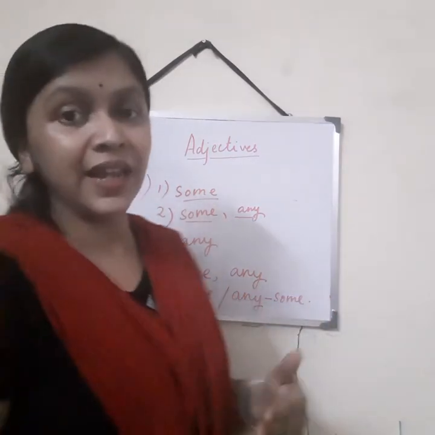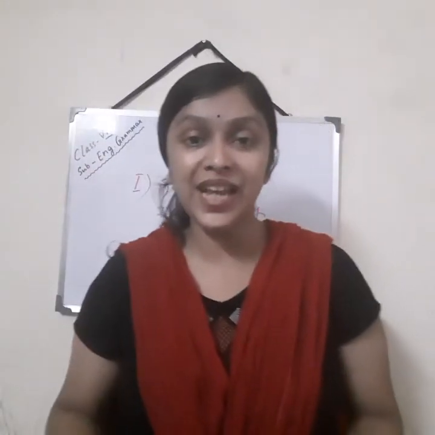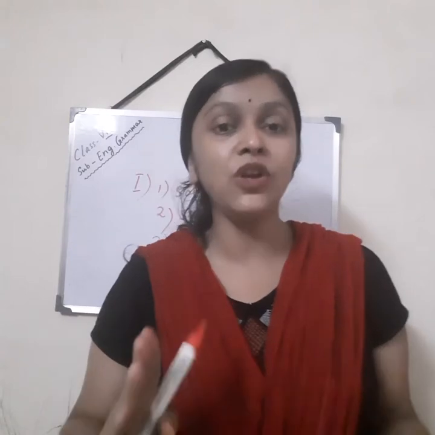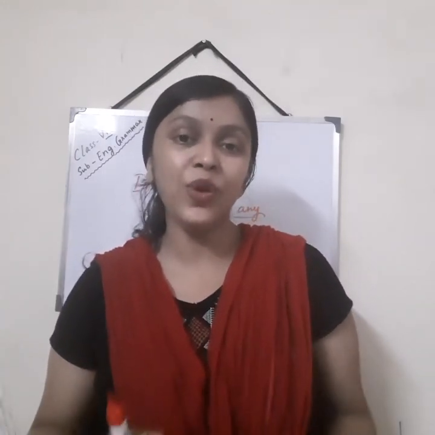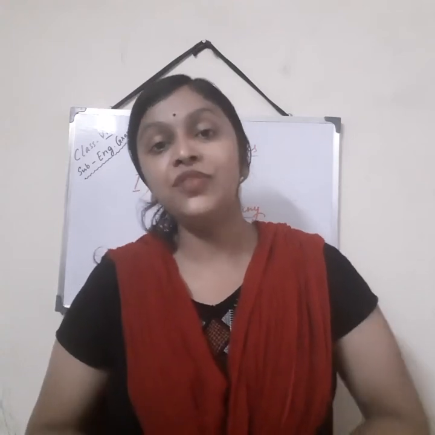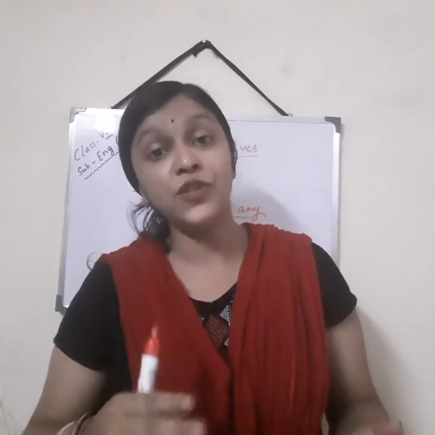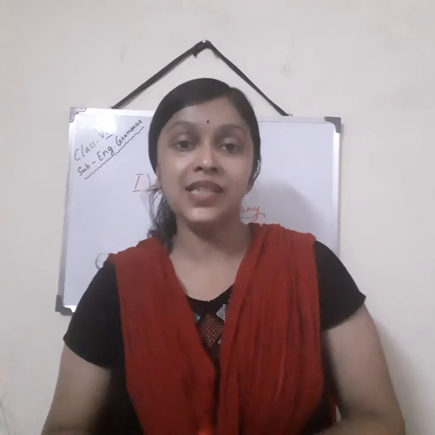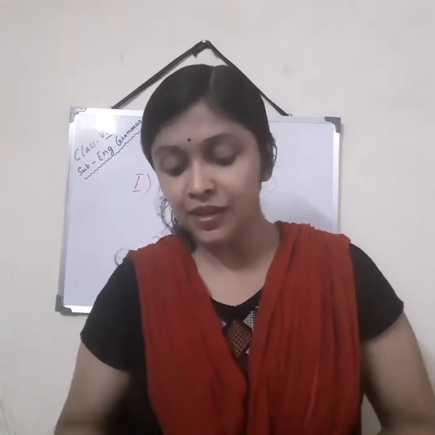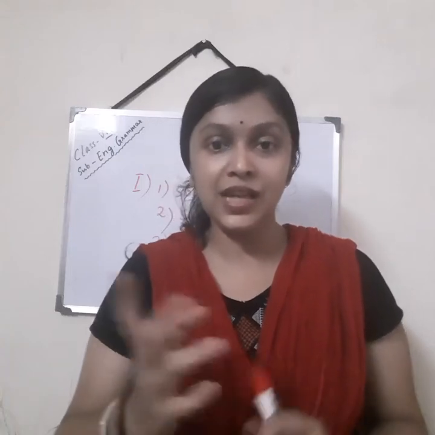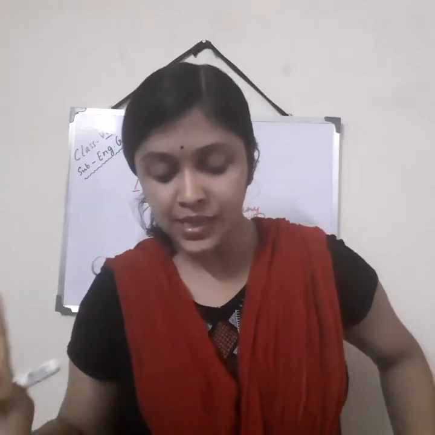When you expect a negative answer, we normally use any. That means we know that the probability of getting change is quite less, so we say, do you have any change? But when we think that the probability of getting a positive answer is more, then we write some. If you write some, I will not say anything, but any is also correct. For the second blank, you can write some or any.